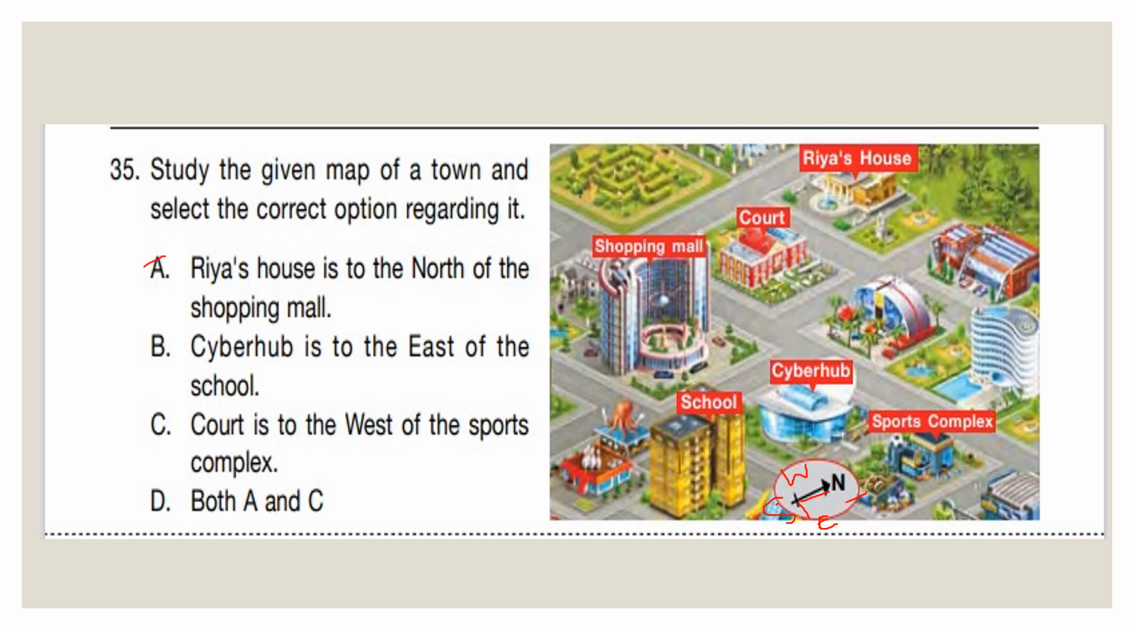Option B, Cyber Hub is to the east of the school. Here is Cyber Hub and it is north of the school. So this option is incorrect. Option C, Court is to the west of the sport complex. This is the sport complex and it is west of the sport complex. So Court is west of the sports complex. So answer is option D. Both A and C are correct.